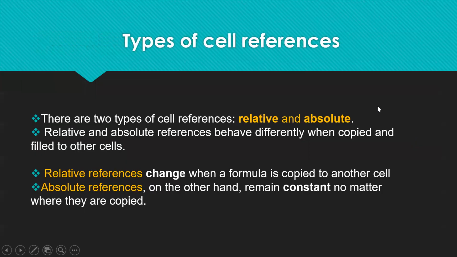Types of cell references. There are two types: relative and absolute. Relative and absolute references behave differently when copied and filled to other cells. Relative references change when a formula is copied to another cell. Whenever you copy a formula or use the fill handle, the actual formula changes. Absolute references, on the other hand, remain constant no matter where they are copied.